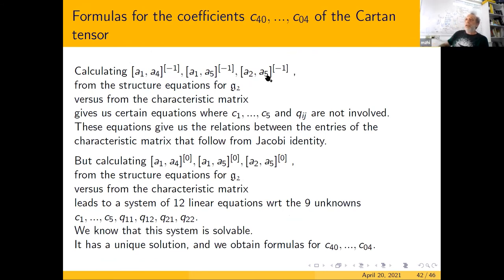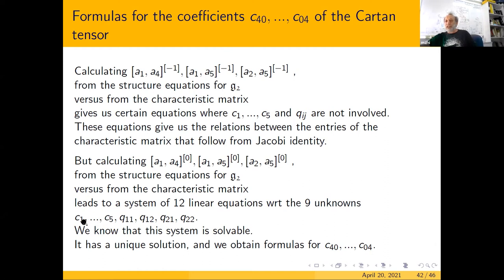And now we are substituting and calculating the terms of degree minus 1 in these brackets. We already used the calculation for terms of degree minus 3 and minus 2, but terms of degree minus 1 do not give us anything other than certain relations, and these relations are the same as the Jacobi identities for the characteristic matrix. Because you remember, the characteristic matrix is in general not a unique matrix. We cannot substitute any numbers into it because there are Jacobi identities. They occur exactly here, and the Cartan tensor doesn't appear, but we calculate the homogeneous part of degree zero of these guys.